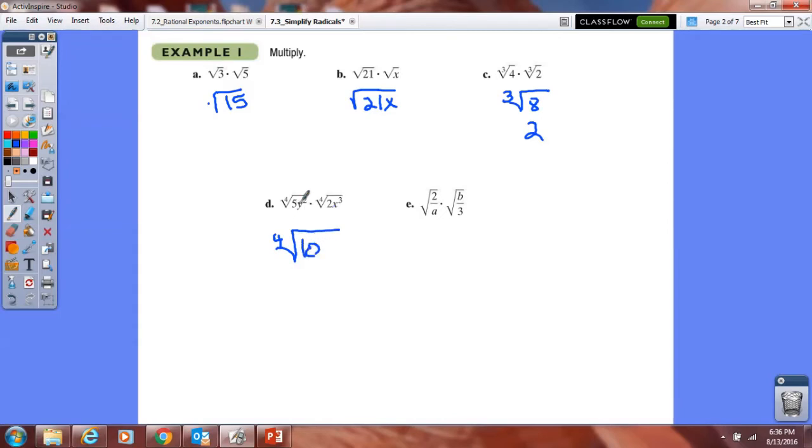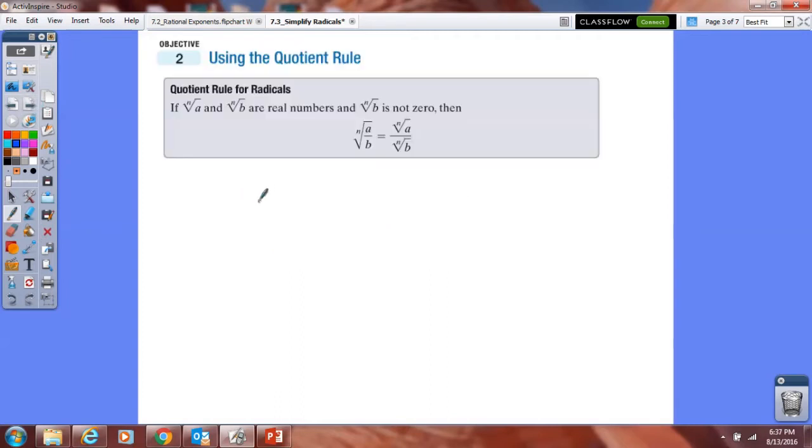And then y squared times x cubed, we're going to just combine those and get y squared x cubed. Here we're going to multiply the fractions together. Remember, you're going to multiply the top together to get 2b. We're going to multiply the bottom two together to get 3a.